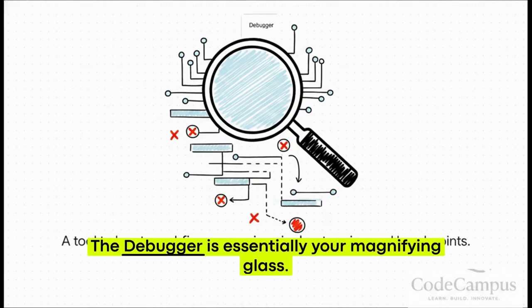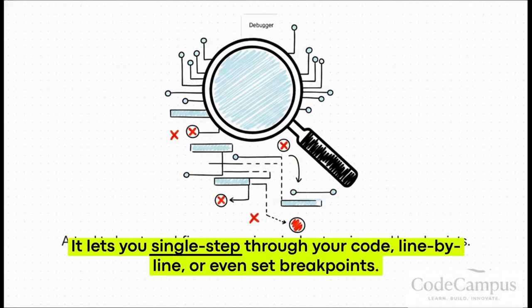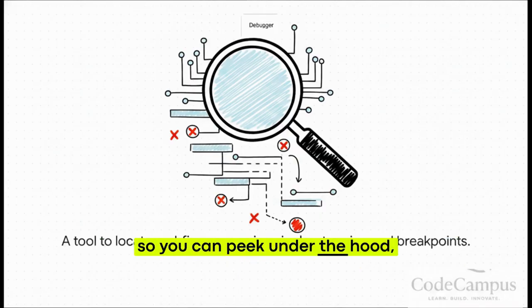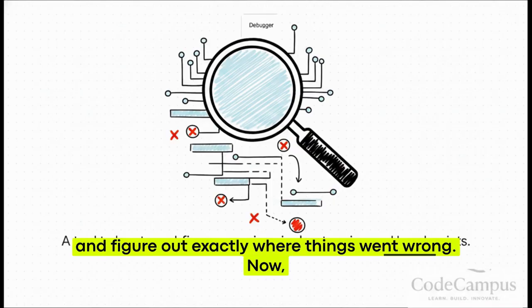And that brings us to one of the absolute most powerful tools in your arsenal, the debugger. The debugger is essentially your magnifying glass. It helps you track down and fix pesky logical errors. It lets you single-step through your code, line by line, or even set breakpoints. Breakpoints purposely pause the execution at a specific spot, so you can peek under the hood, examine the current values of your variables, and figure out exactly where things went wrong.